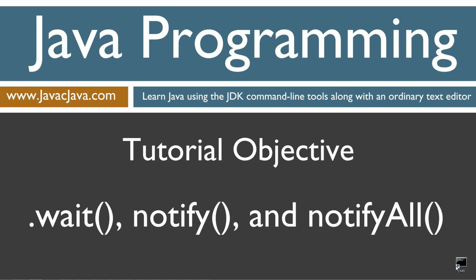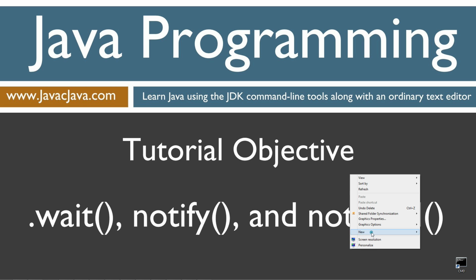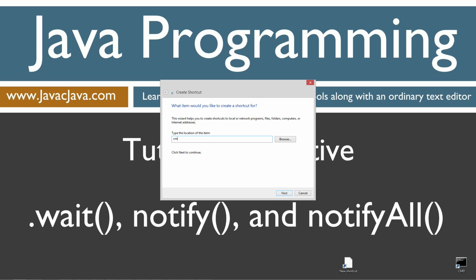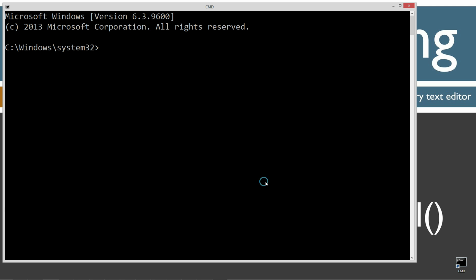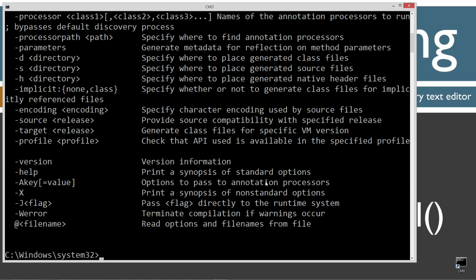I've got a shortcut to the command prompt on my desktop, but if you don't have one, you can right-click, select New, Shortcut, CMD, next and finish. It's just that easy. All right, let's go ahead and open that up. Type in javac, which is the Java compiler command. Press enter. You should see all this stuff scroll by. However, if you receive an error message, watch my tutorial on installing the Java Development Kit. I want to make sure you get that installed and configured properly before continuing.